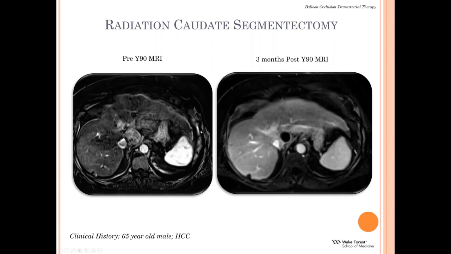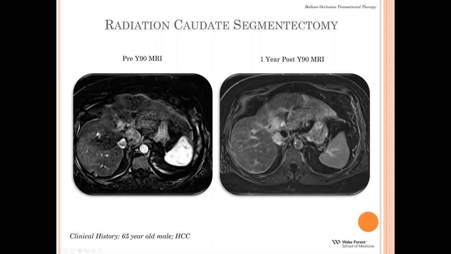This is a similar case that we do have an MR for. This is a different patient, but same concept. Had this HCC in the caudate lobe. We're able to selectively catheterize it with the balloon occlusion catheter. This was 3 months later. The MRI shows a complete response. There's absolutely no enhancement within this tumor, and it's shrunk down. This is now 1 year later. It's continuing to shrink. There's no recurrence at this site. So this is a really nice application for balloon occlusion embolization.